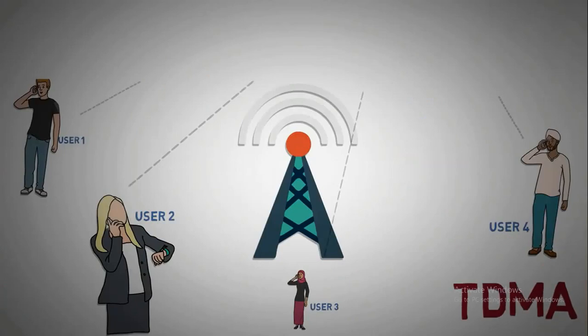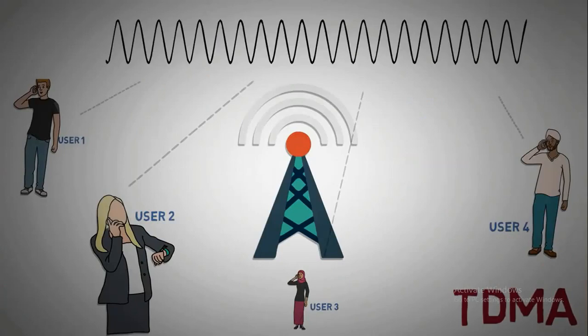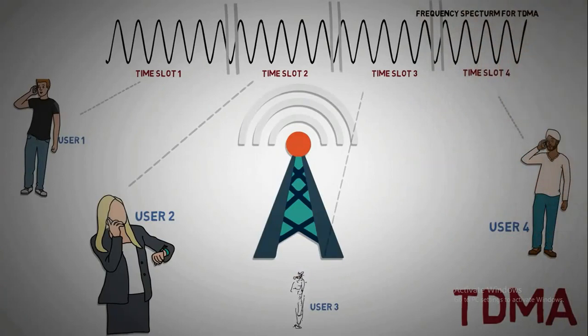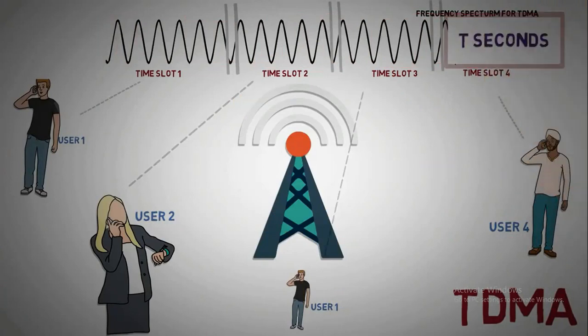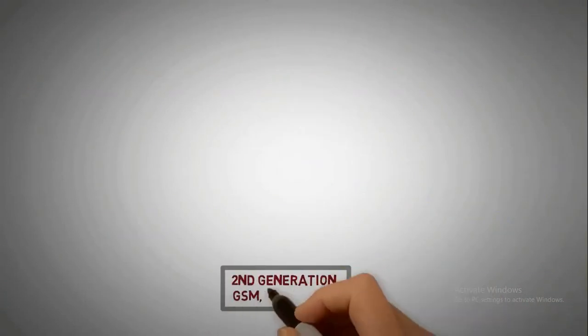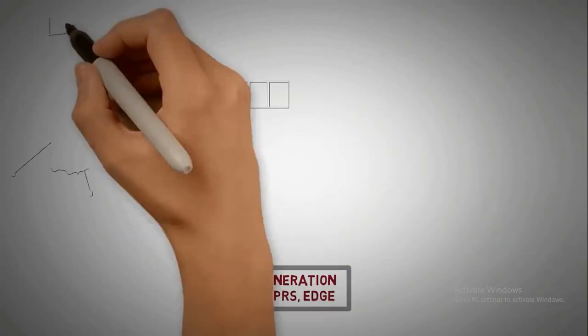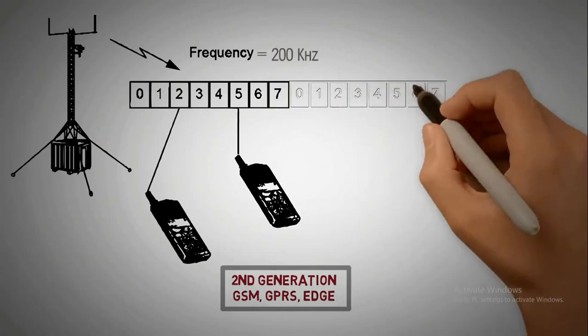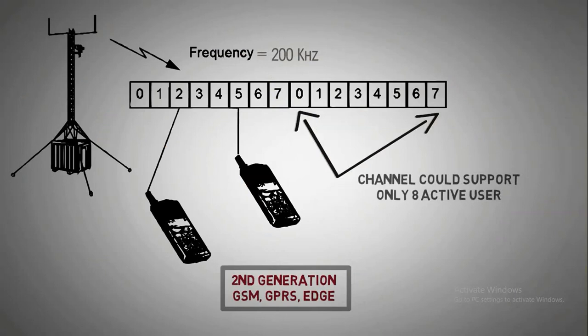AMPS, or the first generation analog systems, used FDMA to provide each user a duplex channel with one-way bandwidth of 30 kHz. TDMA, which uses time division multiplexing, allows multiple users to share a common frequency band by allocating different time slots. Thus, in an N-channel TDMA, where each channel is given a time slot of 2 seconds, signals coming from each user will be transmitted at intervals of N times 2 seconds. This technology was used in 2G systems like GSM, GPRS, and EDGE. Each user was provided one of 8 TDMA slots in a bandwidth of 200 kHz. Dynamic resource allocation meant more users could be supported, but each channel could support only 8 active users at a time.